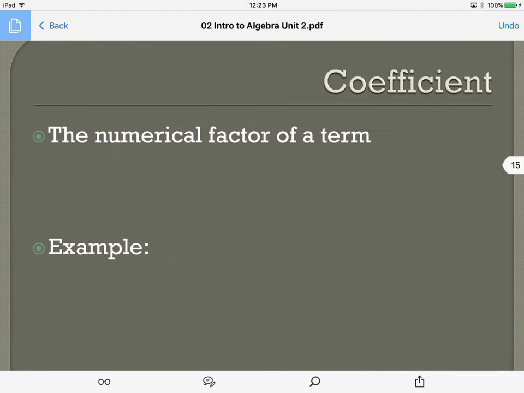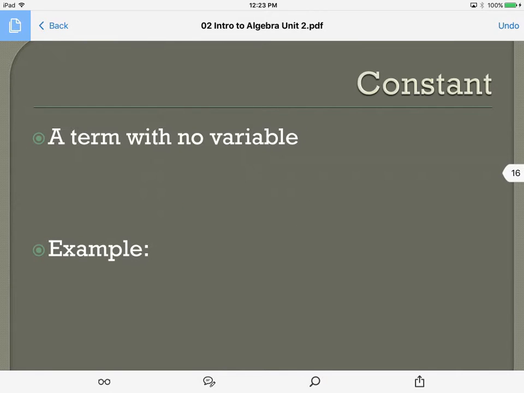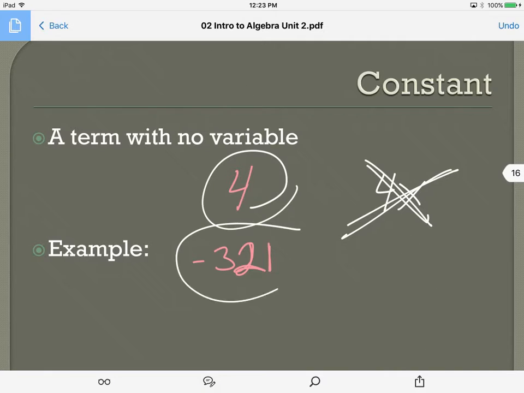Coefficients, another word we're looking at here. If I have 4xyz, the 4 is the coefficient. It's the number out in front. It's called the coefficient. A constant is a term with no variable. So like 4, negative 321, those are all constants. They don't have a variable. If I attach a variable like 4x, boom, not a constant. Just a number by itself is called a constant.